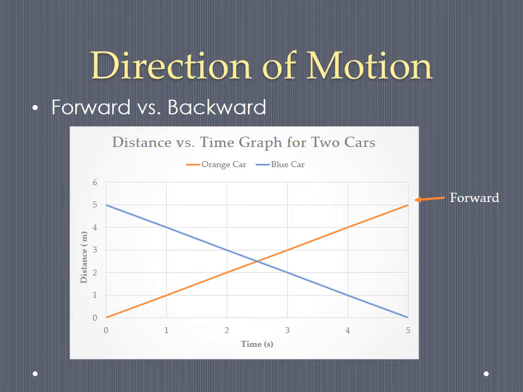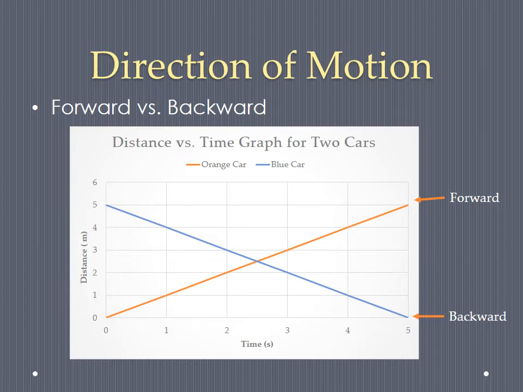Now, let's look at the blue car. This line has a negative slope, which means that the y is always decreasing when the x is increasing. A negative slope on a distance time graph indicates negative velocity, which means that the object is moving backwards, just like the blue car in this graph. So let's look at the numbers again.